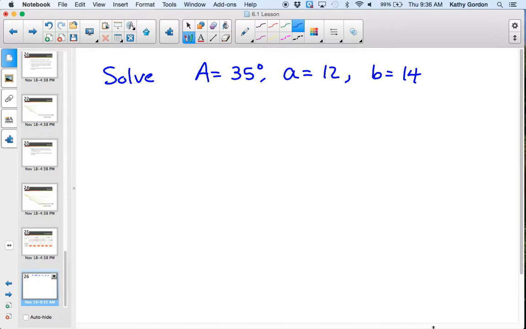So the first thing you always need to ask yourself before you go into all of this is: is this an SSA? Because the ambiguous case with these 6 different possibilities is only with an SSA triangle. What's an SSA? It's side, side, angle, but the angle is not included. So the 2 sides are not making that angle. It's one of the other angles.